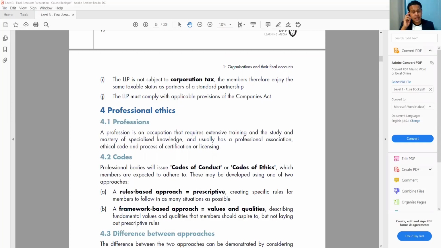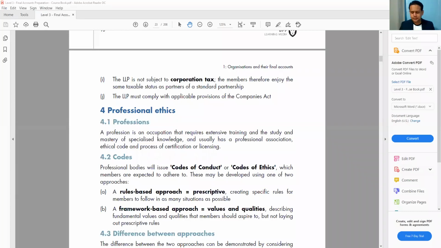Professional ethics, as we said, is kind of the judgmental thing. Ethics is not a law. It's just about making yourself comfortable that you are not doing something wrong. Because as an accountant, there will be a lot of opportunities to manipulate things inside. For example, you show a different figure in the accounts.